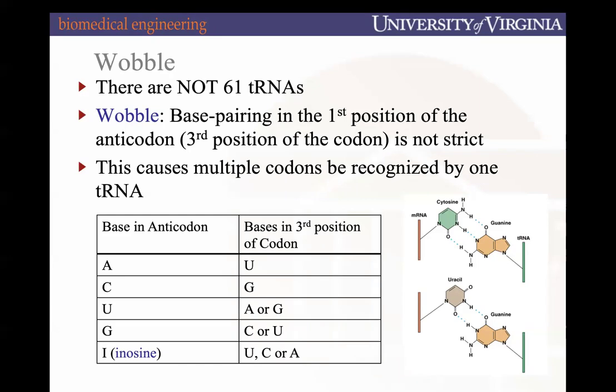The question is if inosine is typically present outside of the wobble position, outside of the first position. I have not seen an instance where that's the case. To my knowledge, the current dogma in biology is that it's restricted to the first position, to the wobble position in the anticodon.